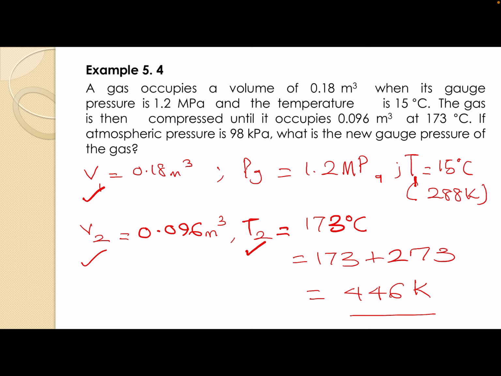So what is the new gauge pressure of the gas? That's what you're looking for. But remember, we've been given an atmospheric pressure as well. So this will be the PG1, and we are looking for PG2. Let's plug in what we've got and see how we can find our unknown. But recall, from one of the early classes, we've said absolute pressure equals your gauge pressure plus atmospheric pressure.